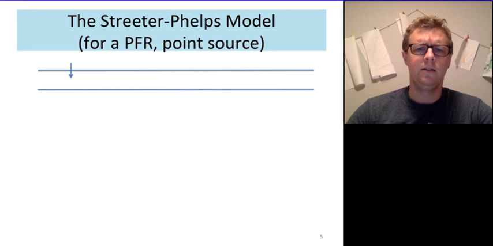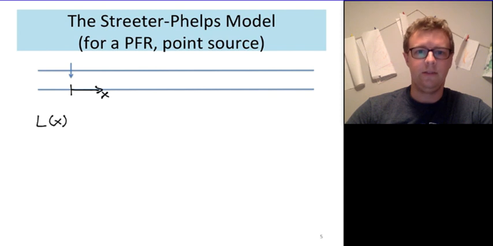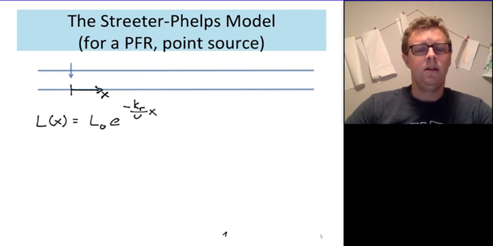The final thing I'd like to look at tonight is how this would apply to a plug flow reactor subject to a point source of loading. And so we'll measure x, the downstream distance from that point source as usual. For BOD, this is our classic first order advection and decay model. So we've seen this solution plenty of times.